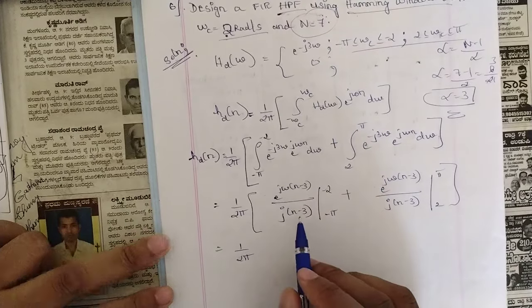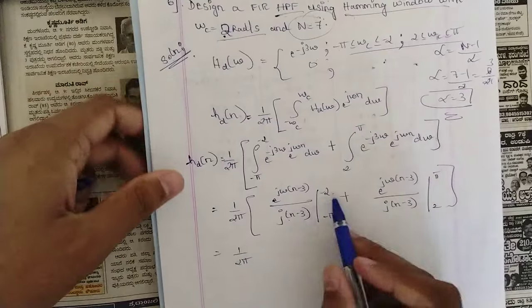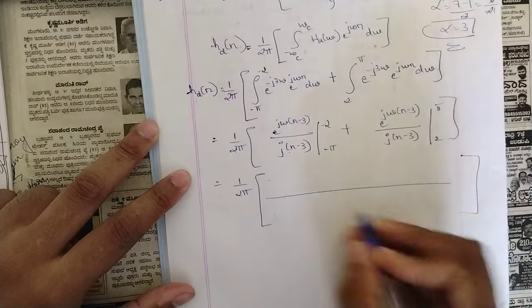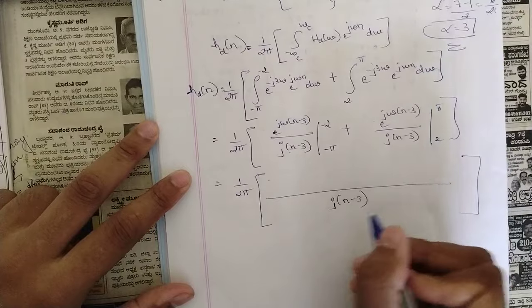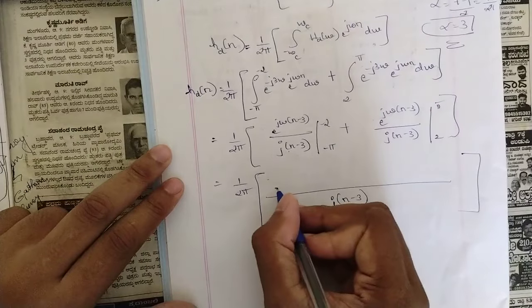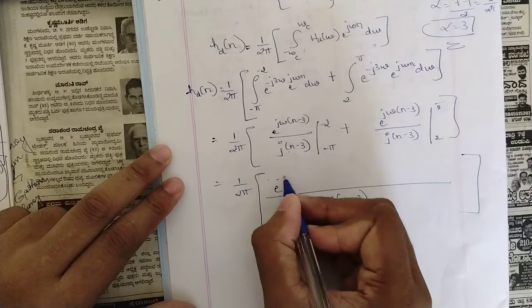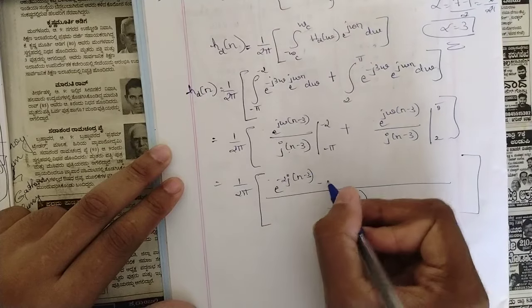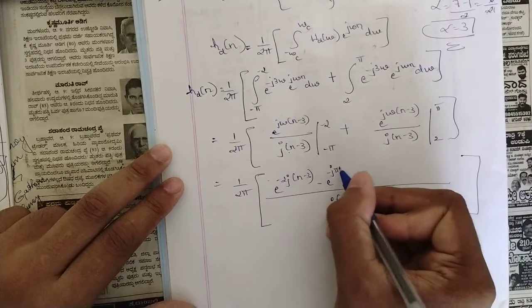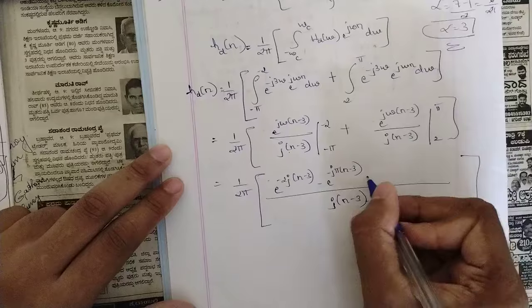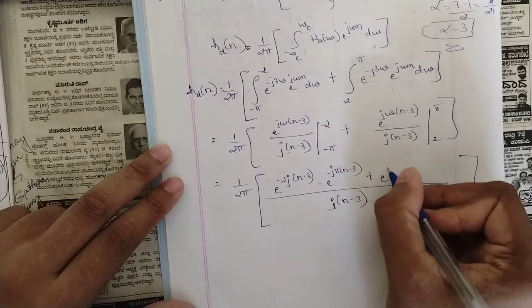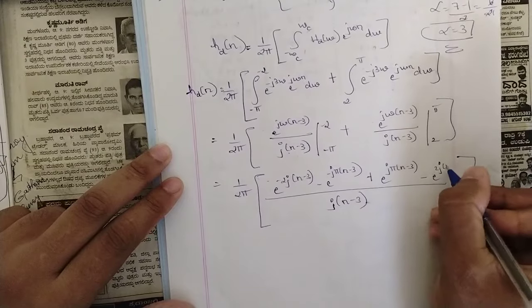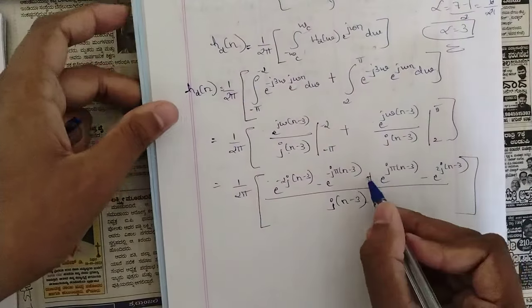After substituting the limits, you can see that the denominators are common for both j and n minus 3. So we have one common denominator, j(n minus 3), and here we are left with e power minus 2j(n minus 3) (the upper limit, with omega substituted as minus 2), minus e power minus j pi (n minus 3), then plus, with the upper limit, e power j pi (n minus 3) minus e power 2j(n minus 3). Like this we have written it, grouped it together.